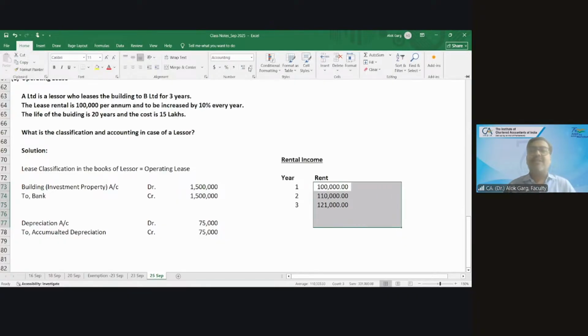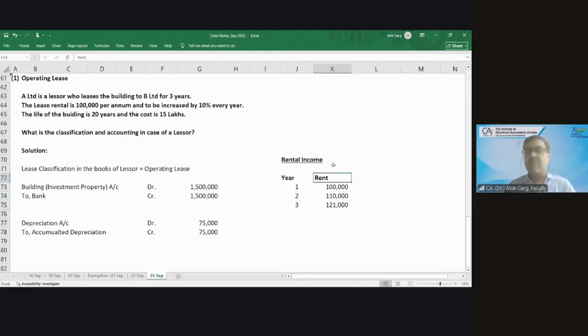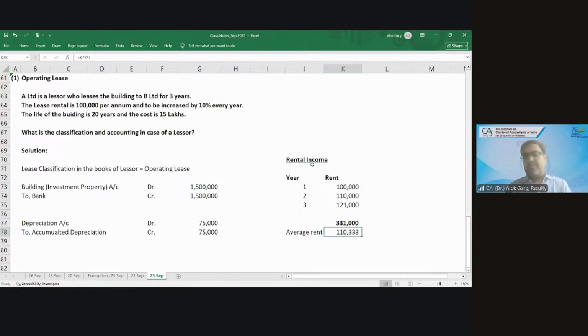Ayush, what is the total rent this lessor will get in 3 years? It is 3,31,000. So what is the average lease payment, the average rent? Divided by 3. My average rent is 1,10,333.